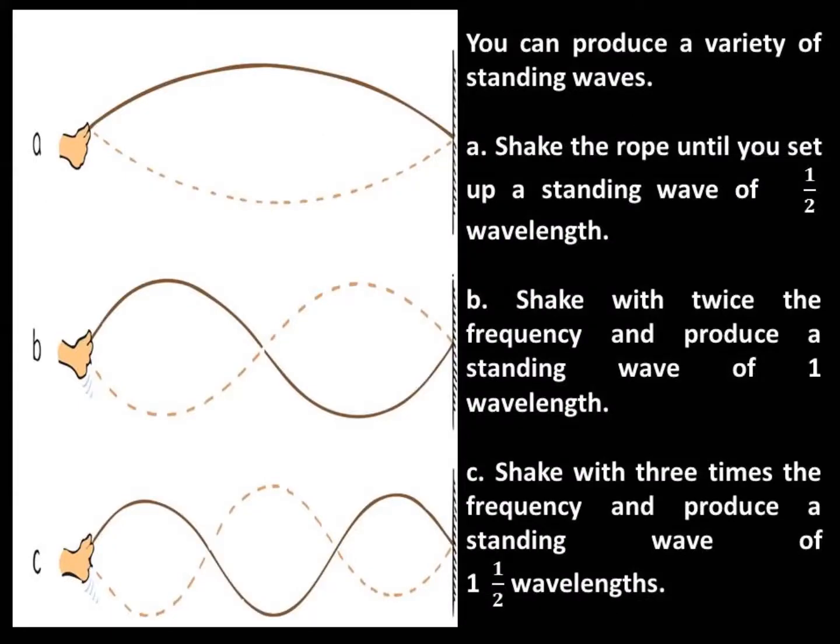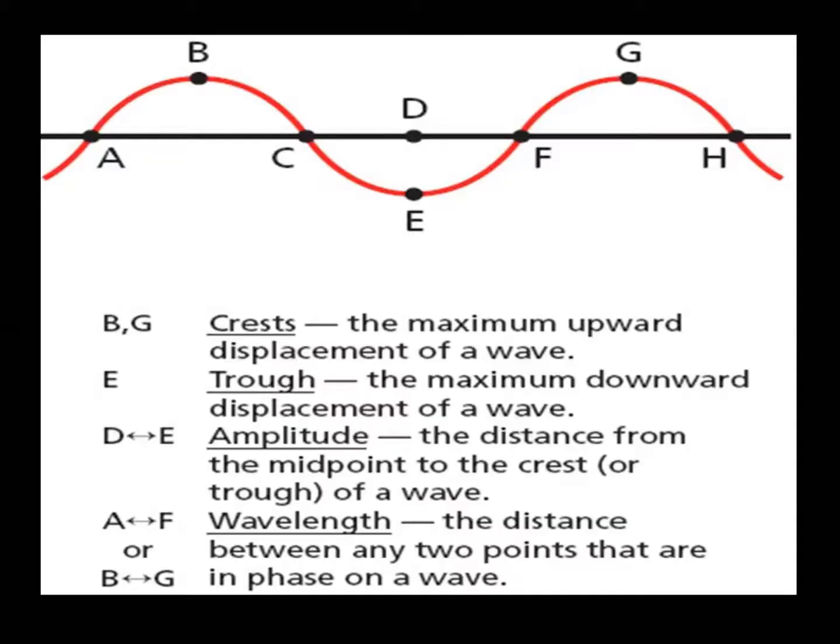Now here's another slide on standing waves. You can produce a variety of standing waves. Shake the rope until you set up a standing wave of 1/2 wavelength, that's just up and down, and then if you give it a little bit more of a shake, you can produce one wavelength, and you give it more of a shake, you can produce 1.5 wavelengths. The more energy you put in, the more wavelengths you get, and the greater the frequency. The shorter the wavelength, the greater the frequency, the higher the energy. That's going to be very important for chapter 27.